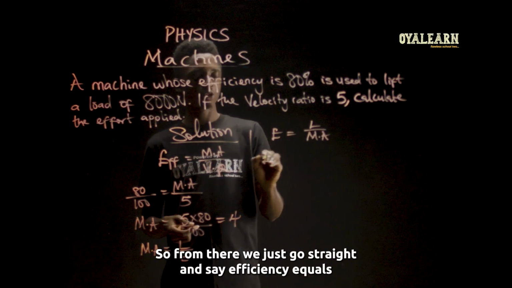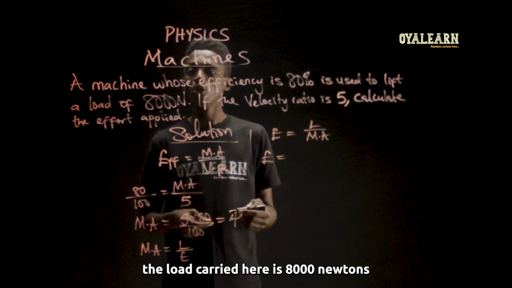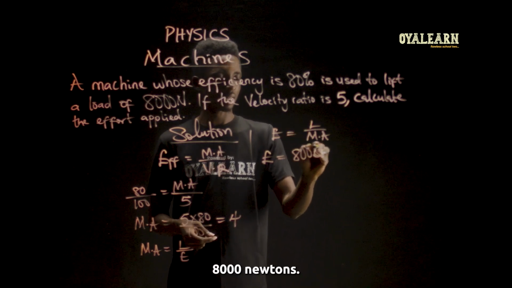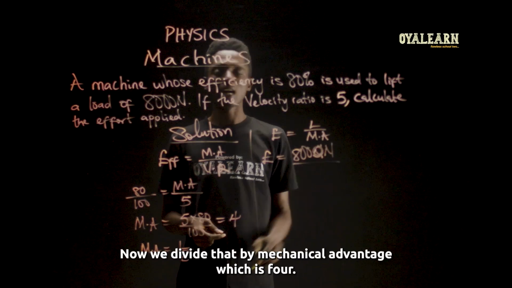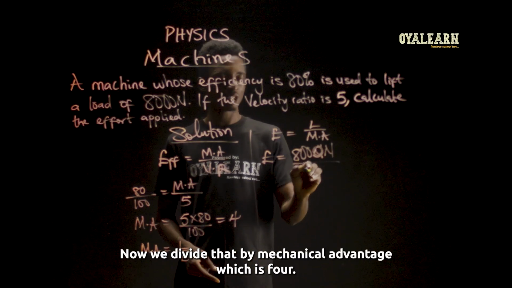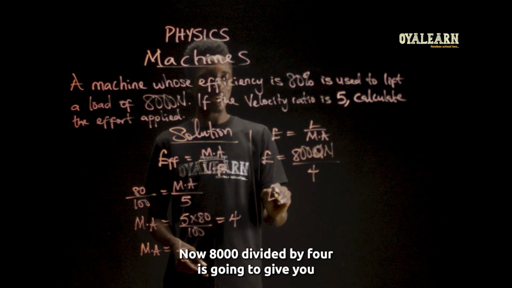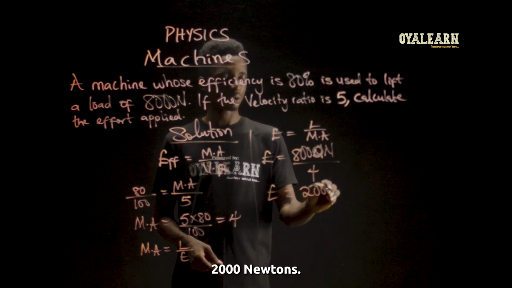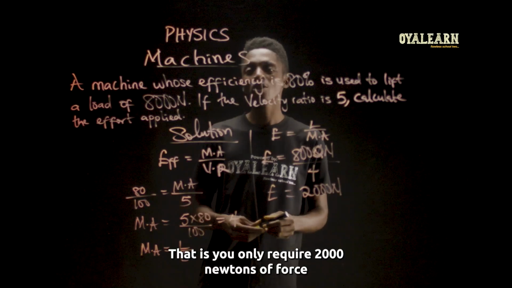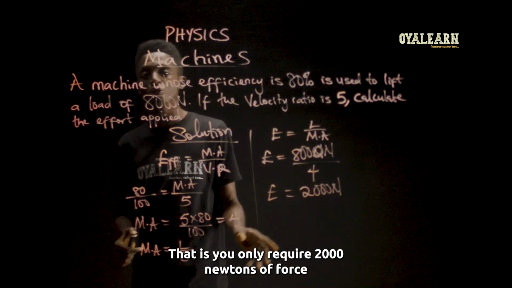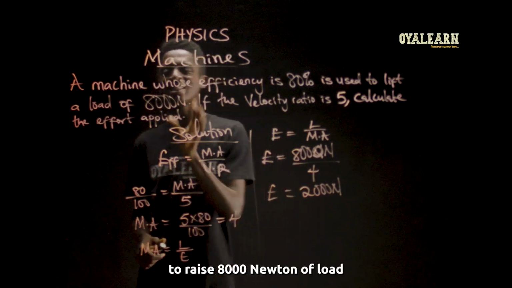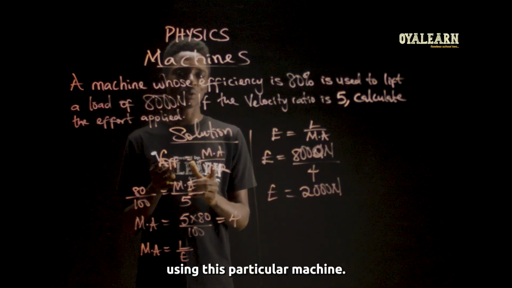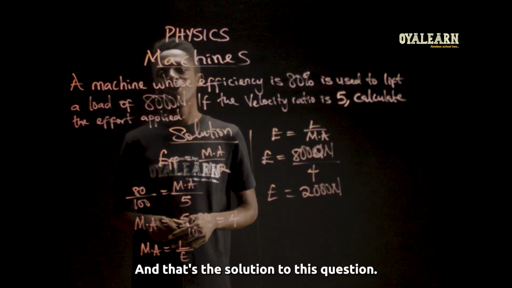Okay, so from here we just go straight and say effort equals the load carried here, which is 8,000 newtons. Now we divide that by the mechanical advantage, which is 4. Now 8,000 divided by 4 is going to give you 2,000 newtons. That is, you only require 2,000 newtons of force to raise 8,000 newtons of load using this particular machine. And that's the solution to this question.